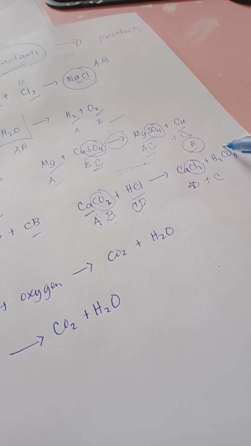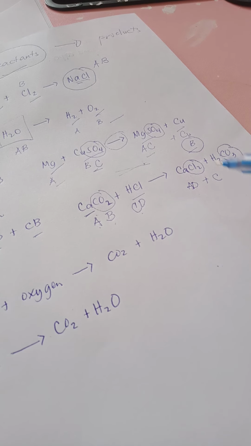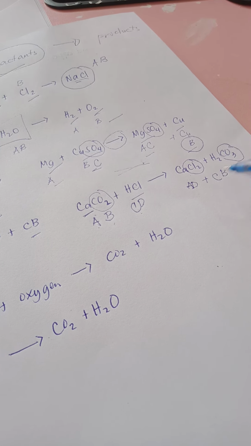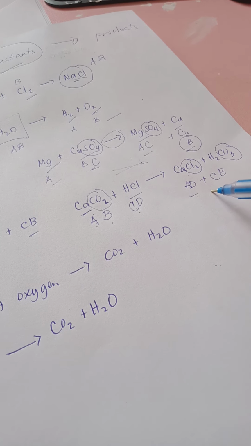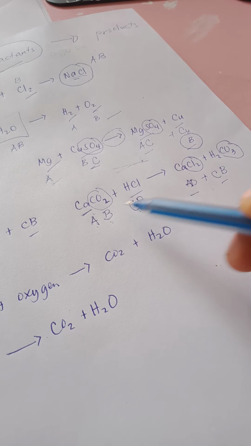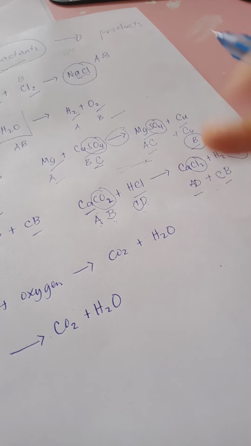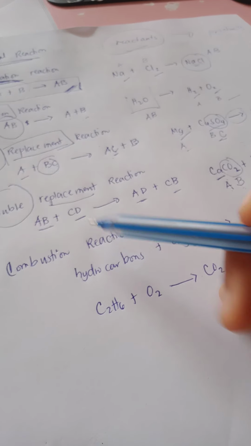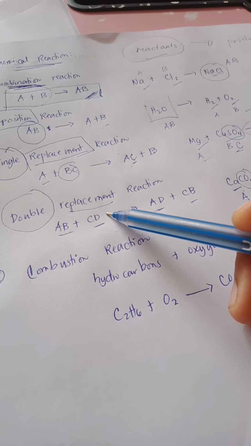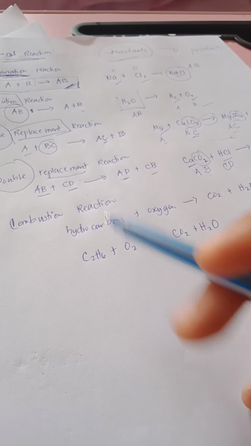Pinalitan si Cl ng carbonate, which is initially your B. So, basically, naging AD plus CB na siya. So, sino yung nagkapalitan? Si B at saka si D. So, how many are they? 2. So, that's why it is double replacement reaction. So, ganun lang siya kadali, class, no? And lastly, we have our combustion reaction.